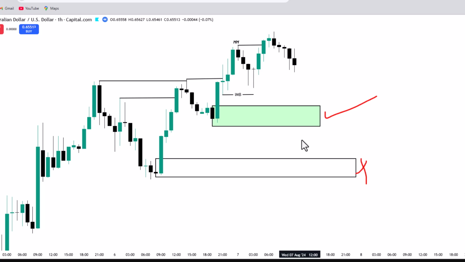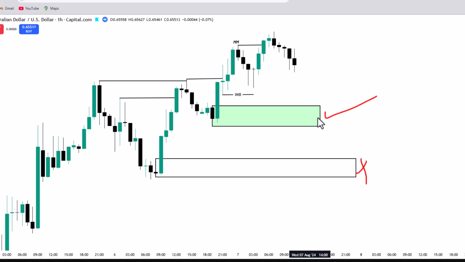Now, that is the importance of inducement. That is why you cannot just look at the chart and buy the first nice-looking zone you see. You need to ask yourself, is this the real zone, or is this just a trap zone?